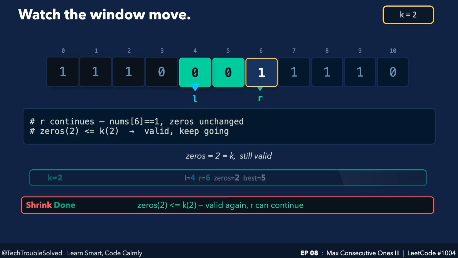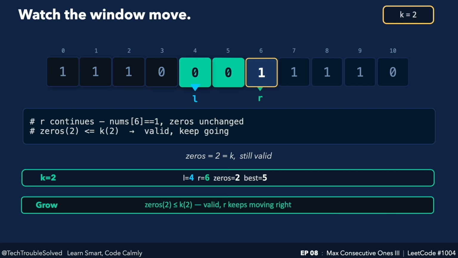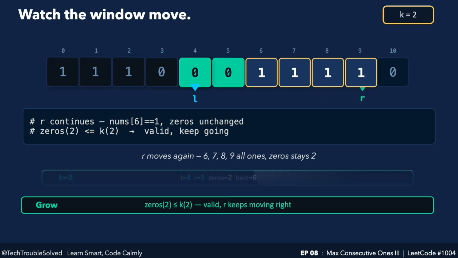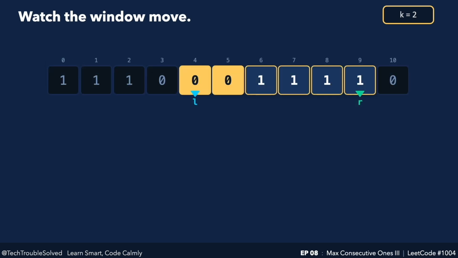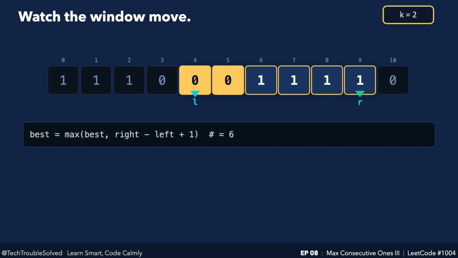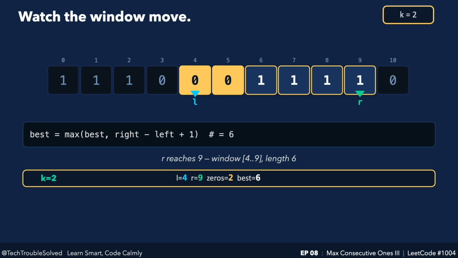R moves to index 6. That's a 1. Zeros stays at 2. Valid. Keep growing. And it keeps going, index 7, 8 and 9. All ones. Zeros does not change. L does not move. The window just grows. R reaches index 9. Window spans index 4 to index 9. Best equals max between best and right minus left plus 1. That's 9 minus 4 plus 1, 6.